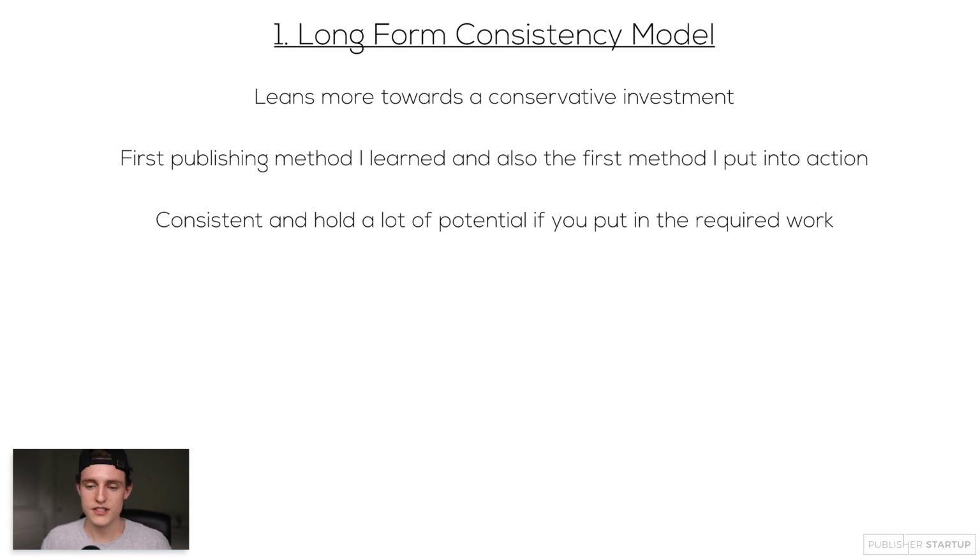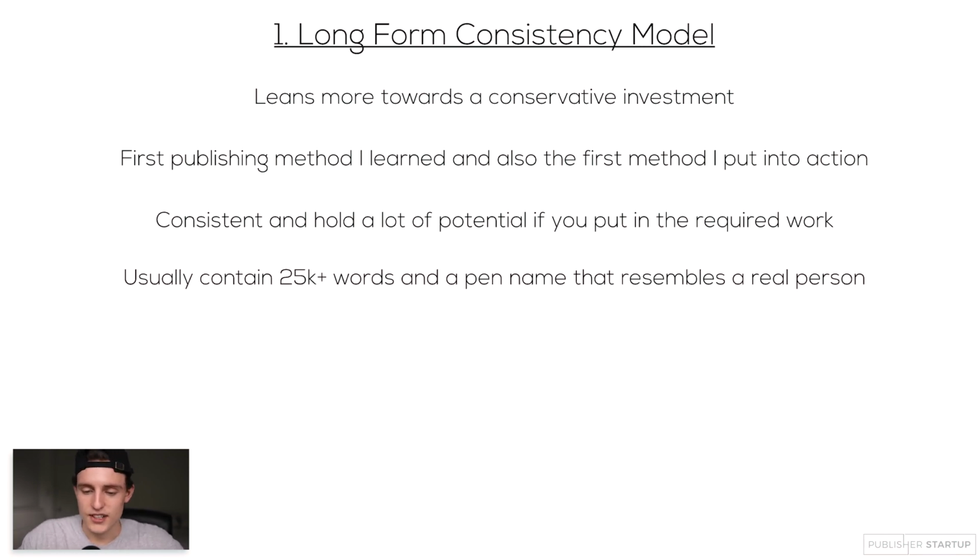To make these long form consistency model books, they're going to take a lot more work than the other methods that I'm going to talk about in a sec. But if you put in the work and you put in the time and you build a foundation, these are very consistent and hold a lot of potential. They're usually going to contain around 25,000 or more words and a pen name that resembles a real person.